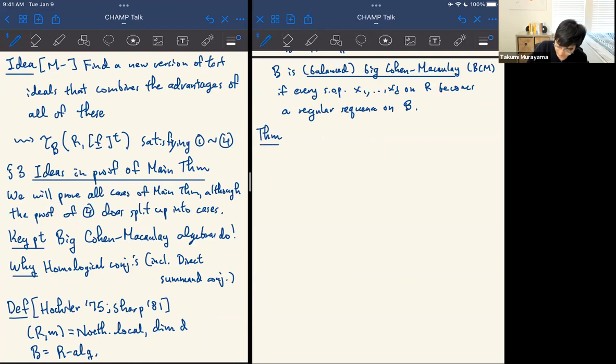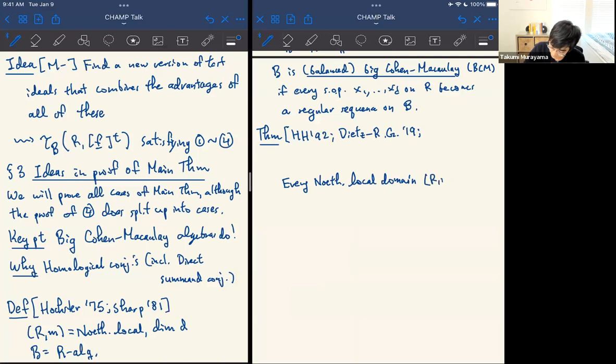which is that these always exist. And not only do they exist, but you can assume that they are in fact R plus algebras as long as you're a domain. So that's the version of the theorem I'll state. So this is due to, okay, maybe I'll just write down the theorem first. Every Noetherian local domain (R, m) has a BCM R plus algebra.